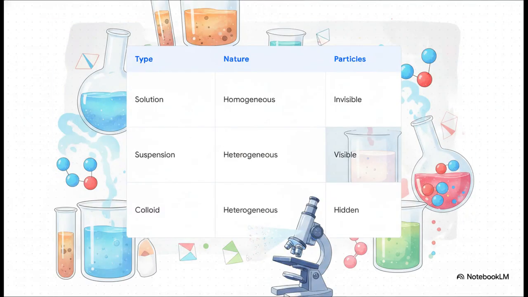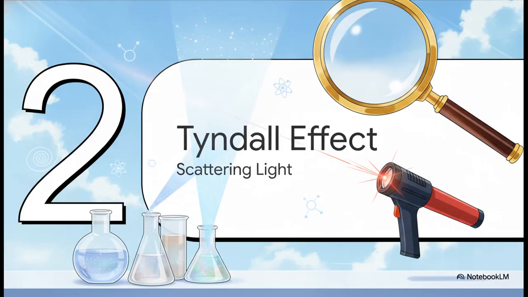And we can break down these physical combinations into three distinct groups. There are solutions, which are blended perfectly, suspensions, where you can literally see chunky particles floating around, and colloids. Now, colloids are tricky. They look perfectly mixed, but they actually have hidden particles suspended inside. Which brings us to Section 2, the secret of the Tyndall effect.